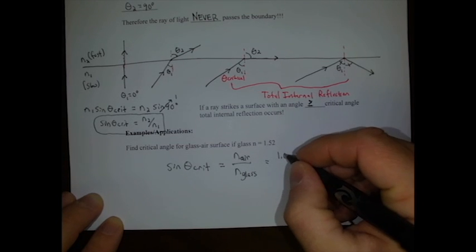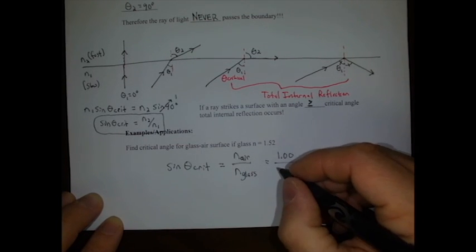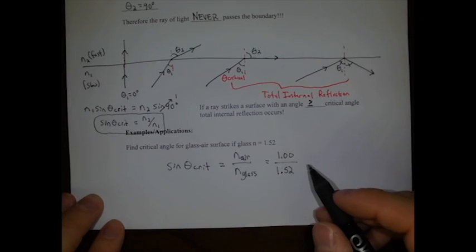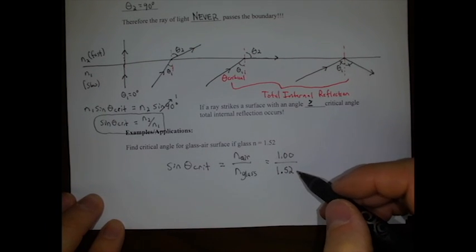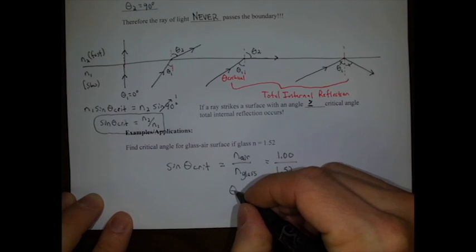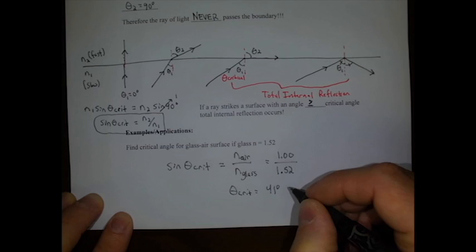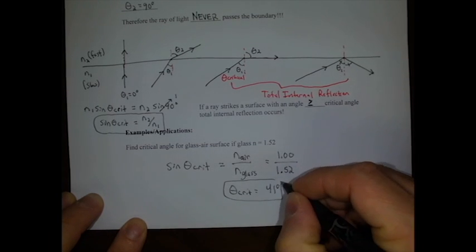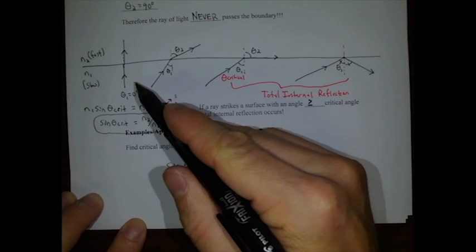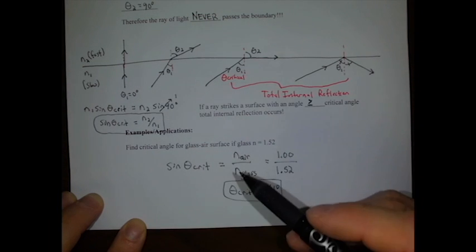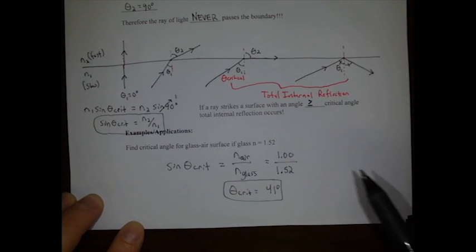So I've got air, which has an index of refraction of approximately 1. Glass, I'm told, is 1.52. So I've got 1 over 1.52. We'll take the inverse sine of that, and we'll find our critical angle, in this case 41 degrees. So light that begins in glass, if it strikes at anything less than a 41-degree angle, it will pass into air, but if it strikes at more than a 41-degree angle, it will stay in the glass.